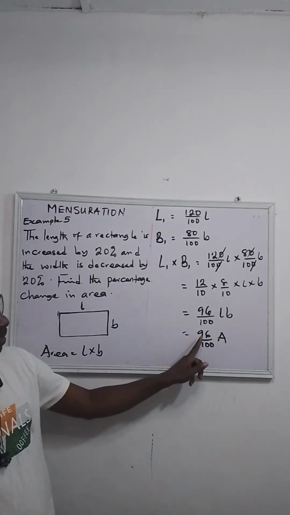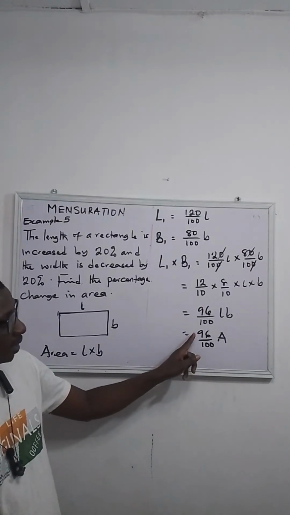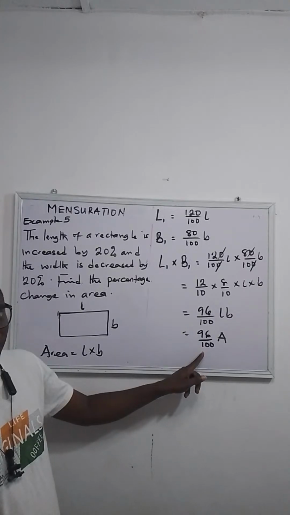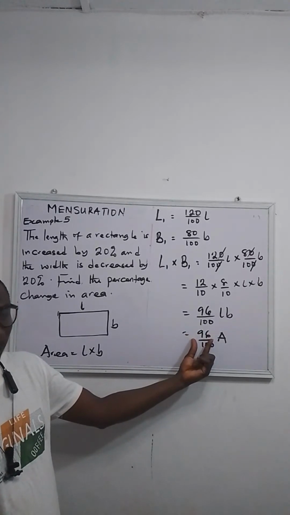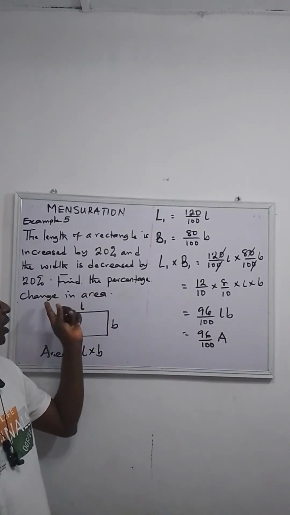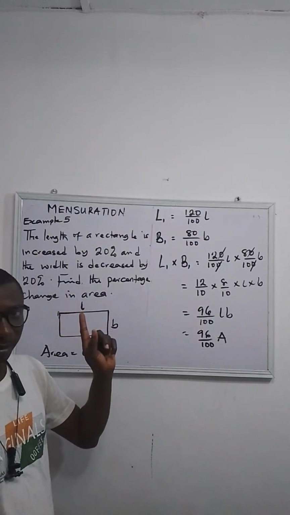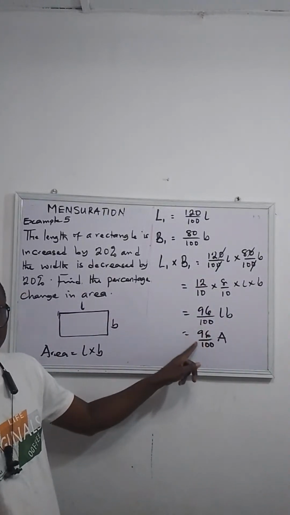So you can see now that instead of us having 100 over 100, now what we have is 96 over 100. So what happened? Now these have been reduced by 4. Okay, so we now say that the percentage change in area is 4% decrease, because these have been decreased by 4.